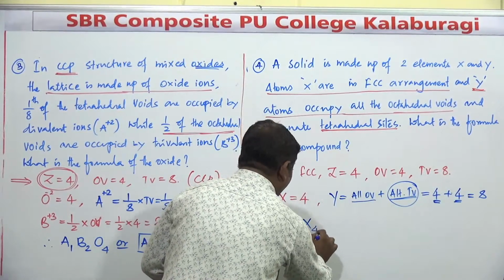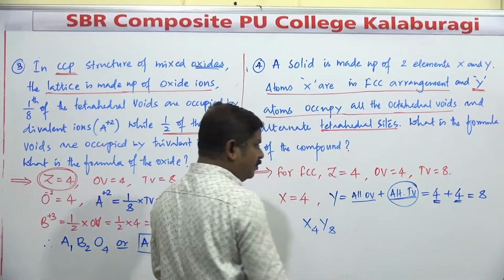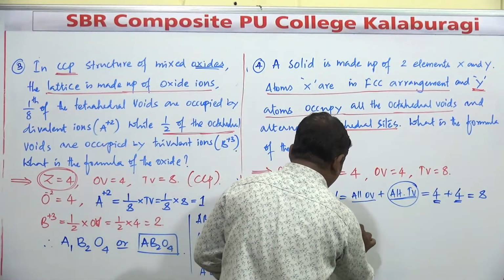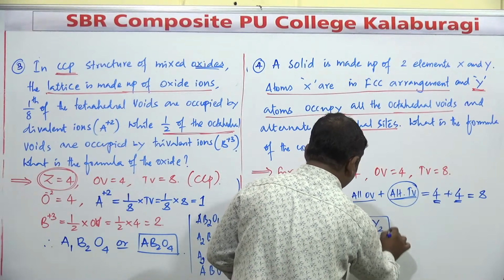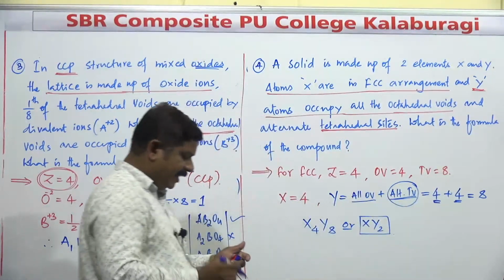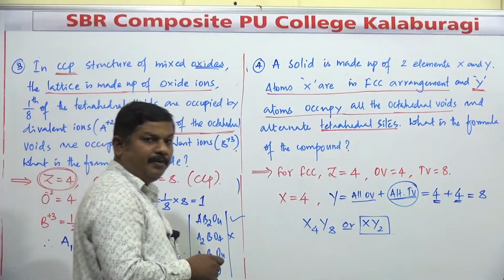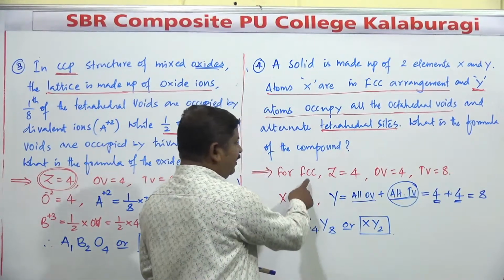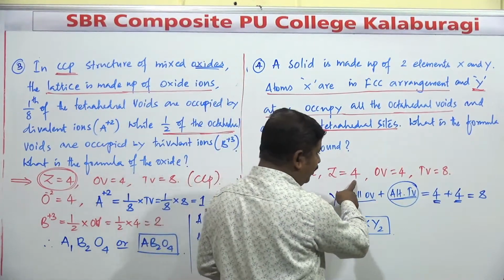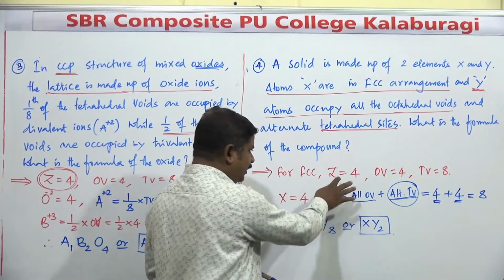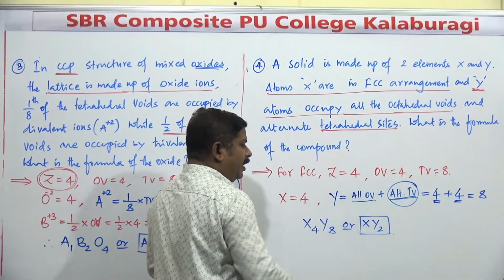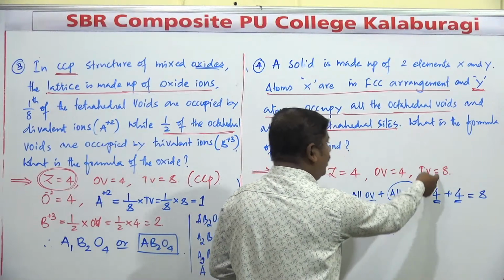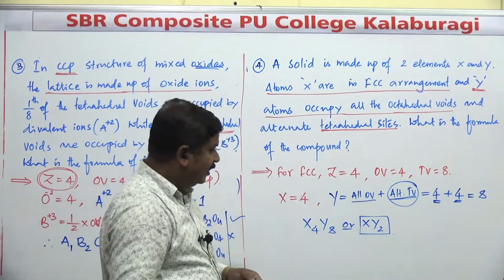So this is going to be X4 and Y8. X4 Y8 means the formula is going to be XY2 in the simplest ratio. XY2 is the formula of the compound here. For FCC, Z is equal to 4, the effective number of atoms. This will not change under any condition. The octahedral void count is equivalent to the effective number of atoms. Tetrahedral voids will be double the total number of atoms.